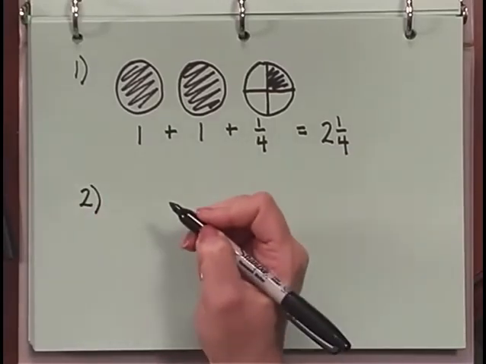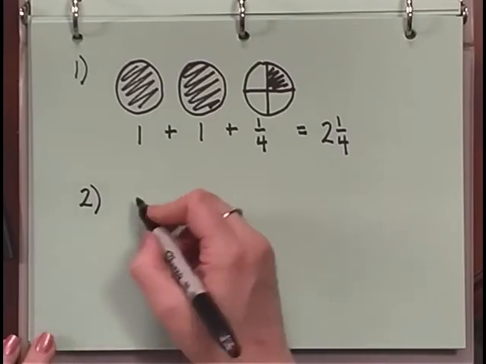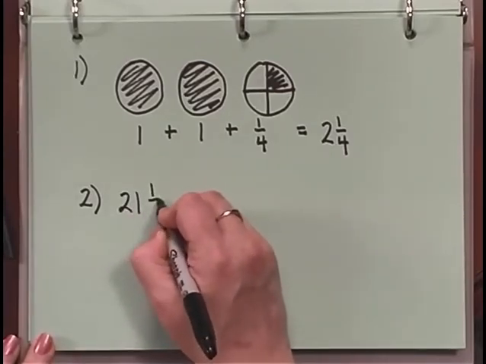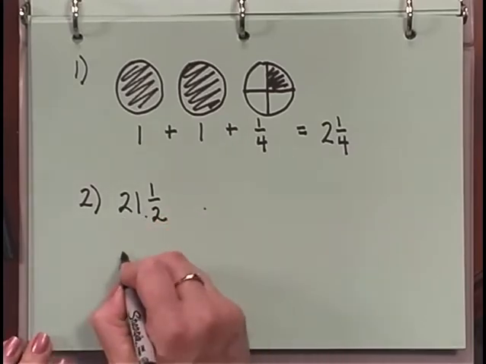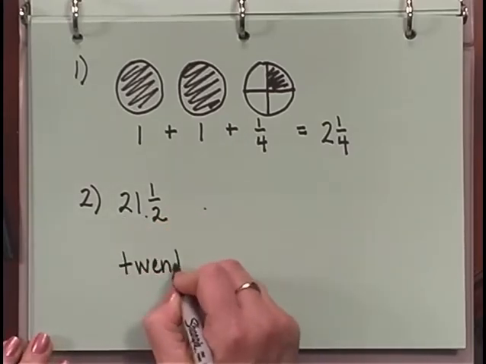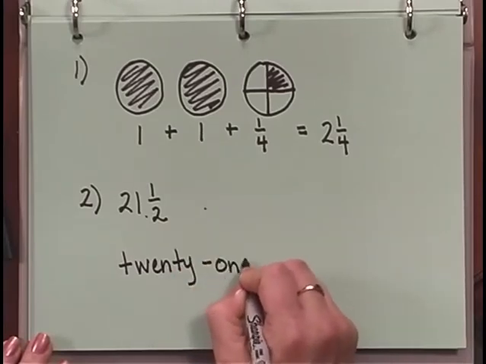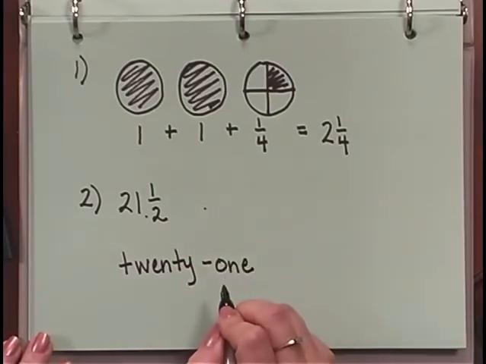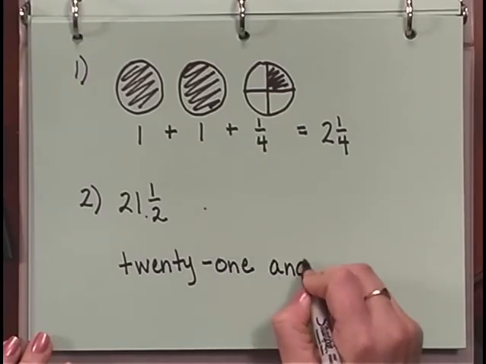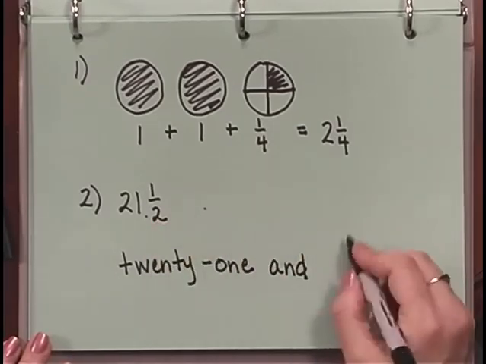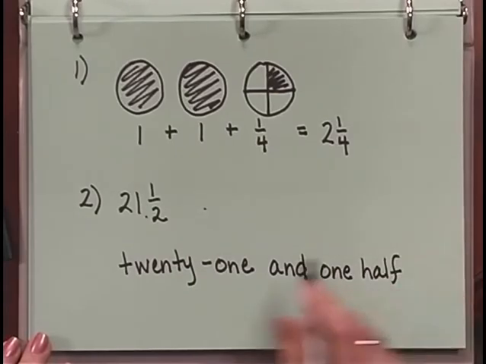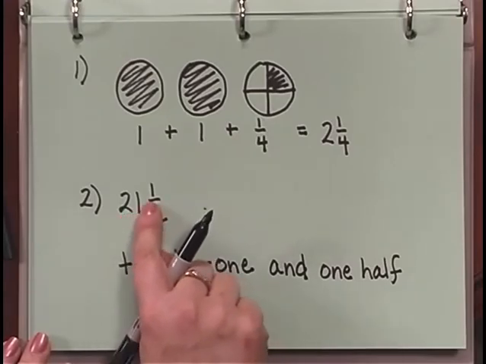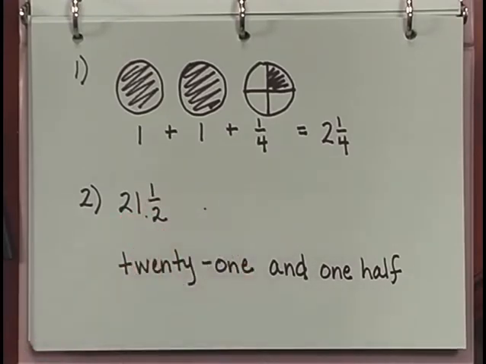Now look at example number 2. It says use words to write 21 1/2. Now notice how I'm reading this. This is the whole number 21. So we would write the whole number 21. Then to indicate that we have a mixed number, we insert the word and, then we name the fraction. And the fraction in this case is 1/2. So 21 and 1/2 would be how we would write this to name the mixed number.